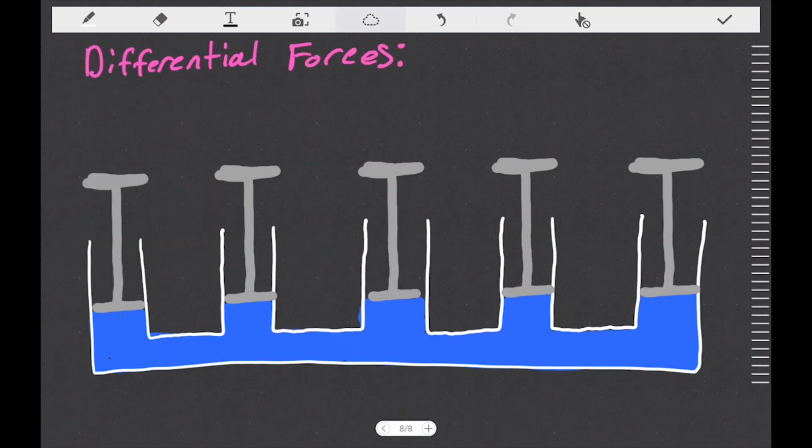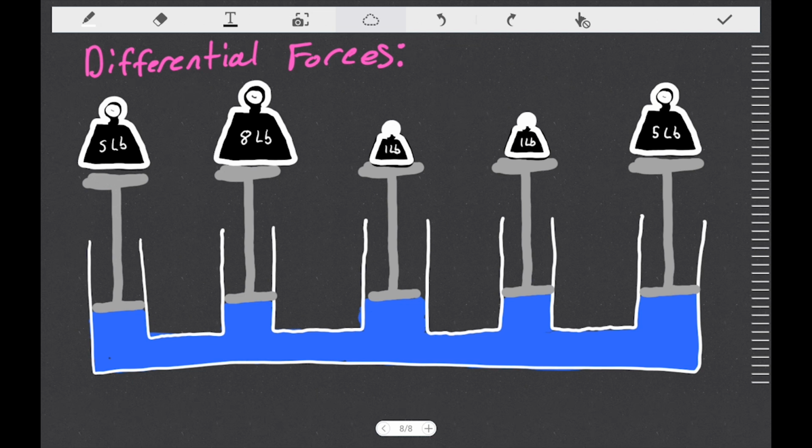What we have set up here is an imaginary system with 1, 2, 3, 4, 5 piston cylinders. We're going to assume that the fluid down here can change shape, but it can't change volume. I'm going to propose to you a situation where we put loads on each of these cylinders. We can look at each of these masses and we can determine that the force of gravity is going to be proportional to the mass of each of the objects.